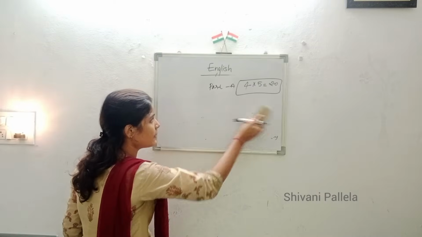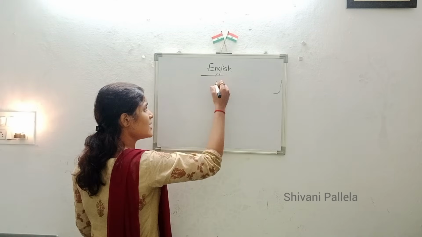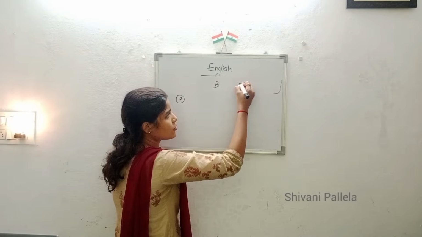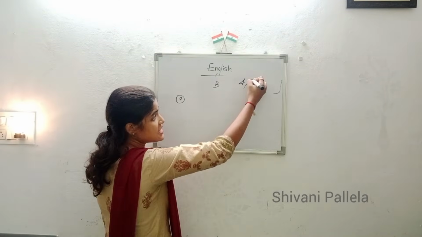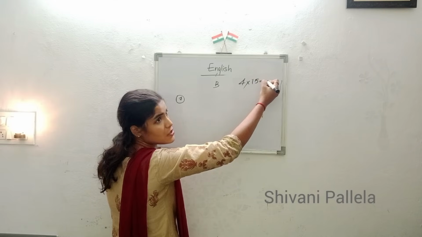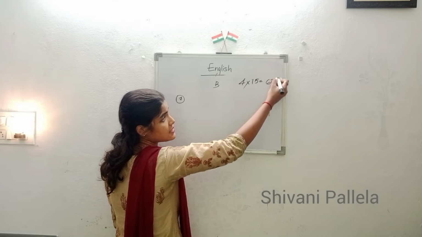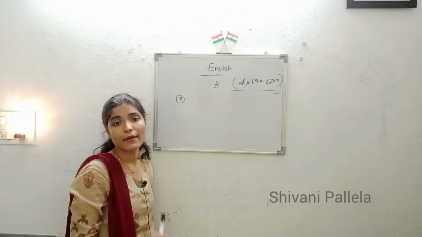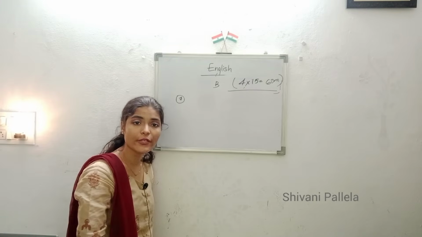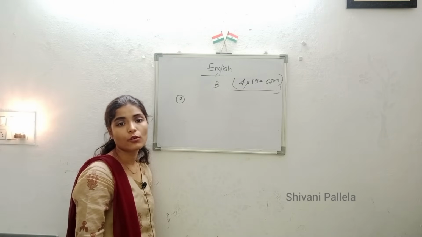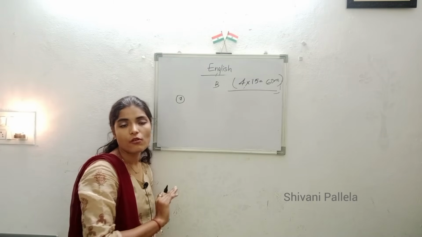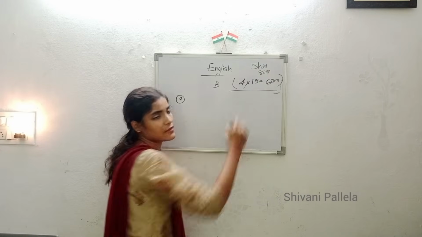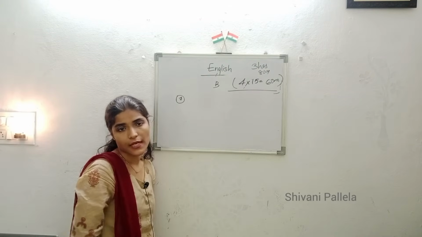In part B, you need to attempt 4 questions, each consisting of 15 marks, which is 60 marks consisting of part B only. So minimum 3 pages of answer you need to attempt, then only you can score good marks in this English subject. No need to reduce. 3 hours is the time duration, students, and the marks are 80 marks. Okay, minimum 3 sides you need to attempt.